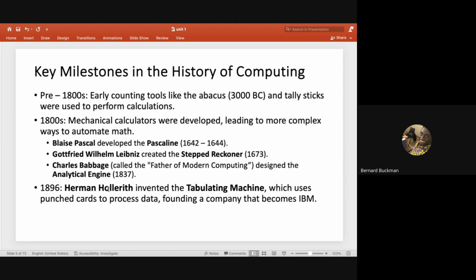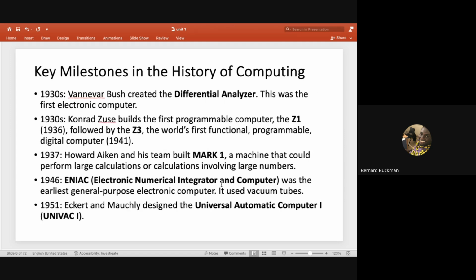Then we have someone like Herman Hollerith, the founder of the company that became IBM. He built something called a tabulating machine, and this machine was used to do the census in the US. Then, fast forward, when electricity began to be used, someone like Vannevar Bush built something called the differential analyzer. Konrad Zuse in Germany built machines called the Z1, the Z2, and the Z3 during the World War II era. Then Howard Aiken built something called the Mark 1, a very big calculator, or very big computer, used for calculations.